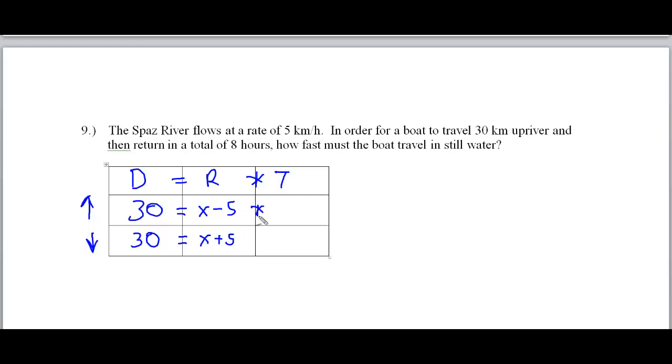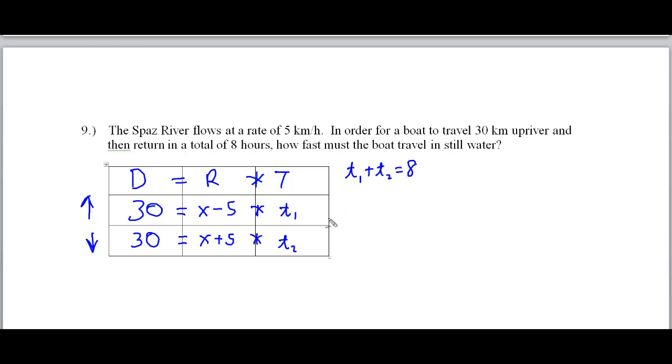Now, the time is pretty critical here because it says it returned in a total of 8 hours. Now, we don't know the time, so we have to indicate 2 separate letter t's because it could be 4 and 4, or 3 and 5, or 6 and 2. But I pretty much can guess that it's not going to be 4 and 4 because we're going to have to travel at different speeds to get up and back in the 8-hour time period. So our time 1 plus time 2 equals 8.